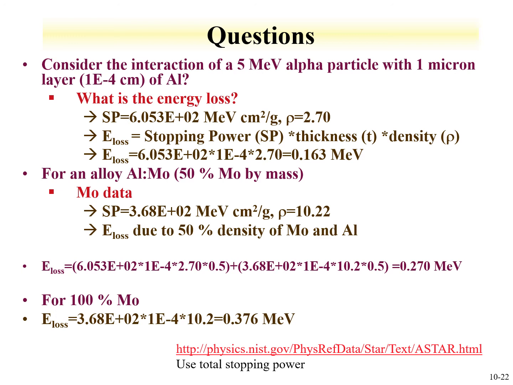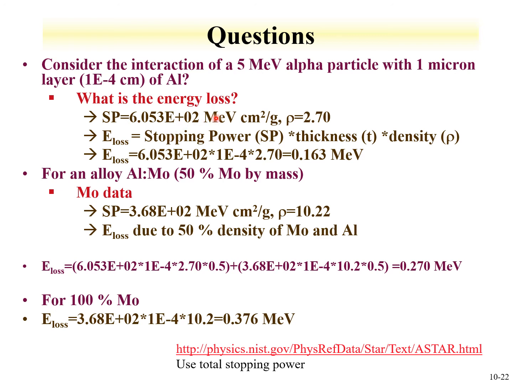So for example, consider the interaction of a 5 MeV alpha particle with a 1 micron layer of aluminum. Again, we want to utilize the equation to determine the energy loss. The energy loss is stopping power times the thickness times the density. For aluminum, if we go to the ASTAR web page and look at the data for 5 MeV, we get 6 times 10 to the 2 MeV centimeter squared per gram for the stopping power, and the density of aluminum is 2.7 grams per centimeter cubed.